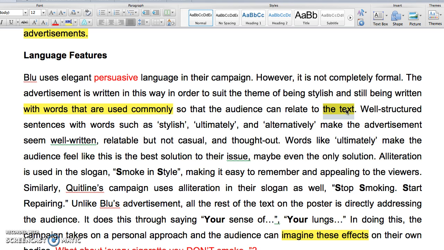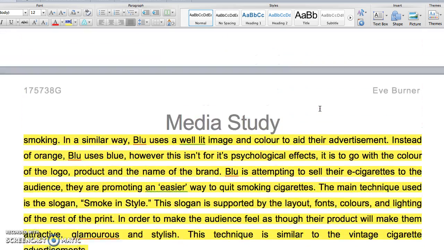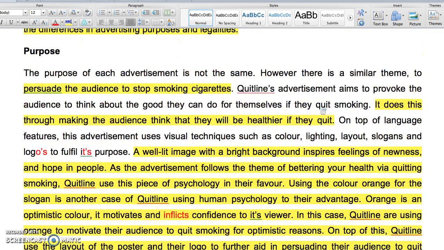You need to decide. Quitline, if we just go to purpose, it's fulfilling its purpose through appealing to the desire for health. It's actually using the persuasive technique of playing on the audience's sense of fear. It's sort of done through cause and effect. They're highlighting all the beneficial effects on your body of giving up smoking. So it really is focusing on the desire for better health.